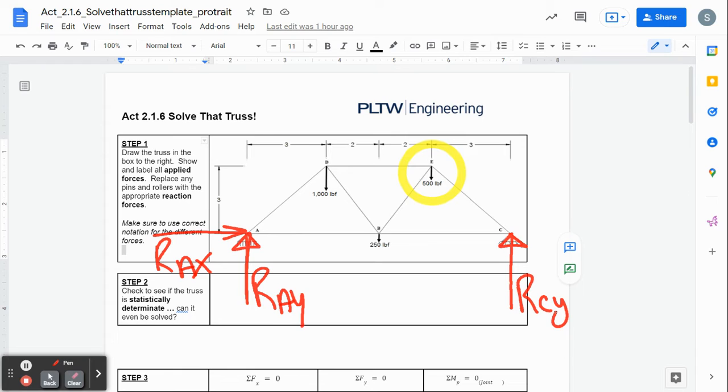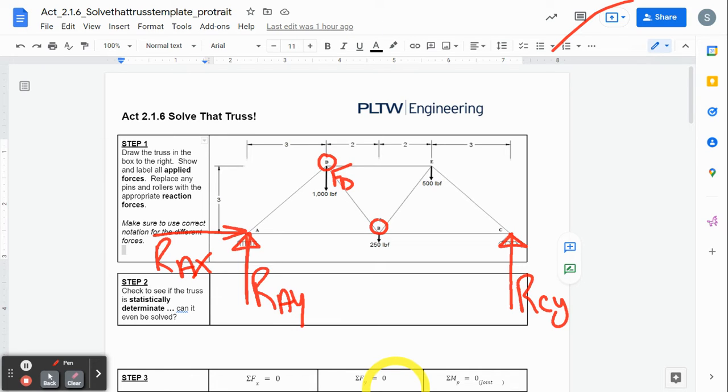After we determine that, the next thing we would want to do is label all our applied forces. We did that. So then, like I said, we could call this F of D because that's the force being experienced by joint D here.